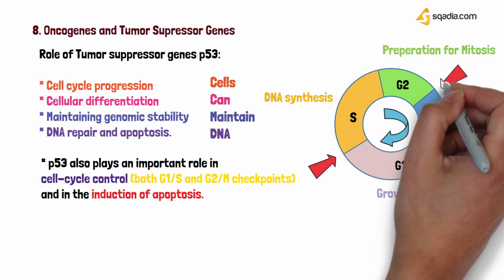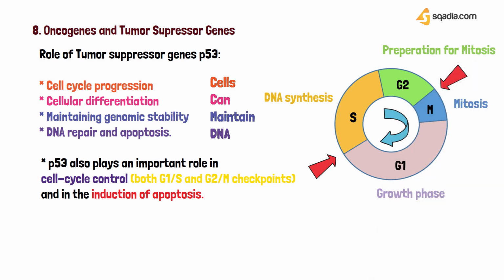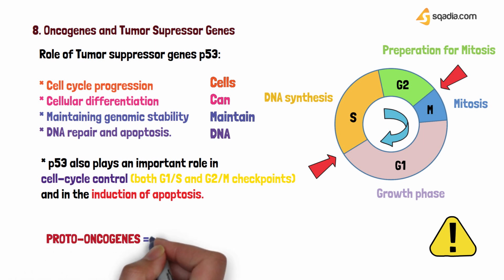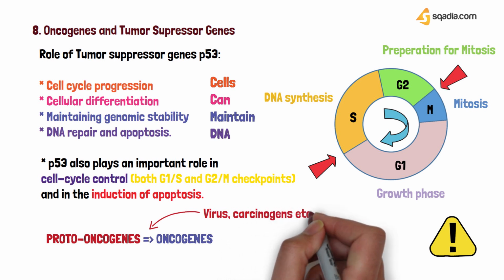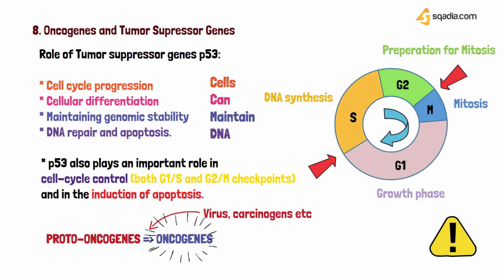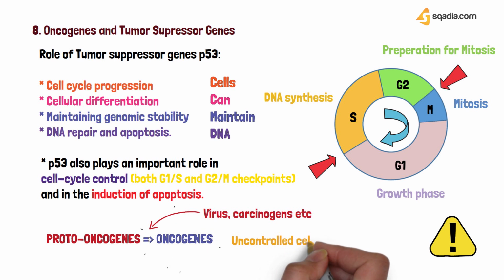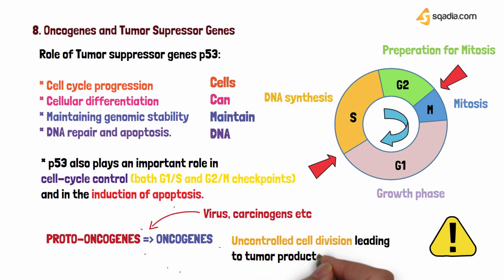So if the p53 gene is not working properly, there's going to be faulty checking at these checkpoints. This means that if there is damage in the cell, it is going to go unchecked and eventually it is going to turn into a mutation and all of the cells are going to divide the same way. Also, the proto-oncogenes are converted to oncogenes, usually by the action of viruses or carcinogens, just like we discussed before. And these oncogenes are going to cause uncontrolled cell division, which eventually leads to tumor production.